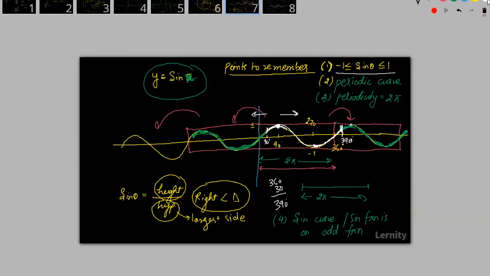So first thing, sine theta's greatest value is 1 and least value is -1. Sine theta cannot be outside this. Okay, so this is the first property, the range of sine theta, right?